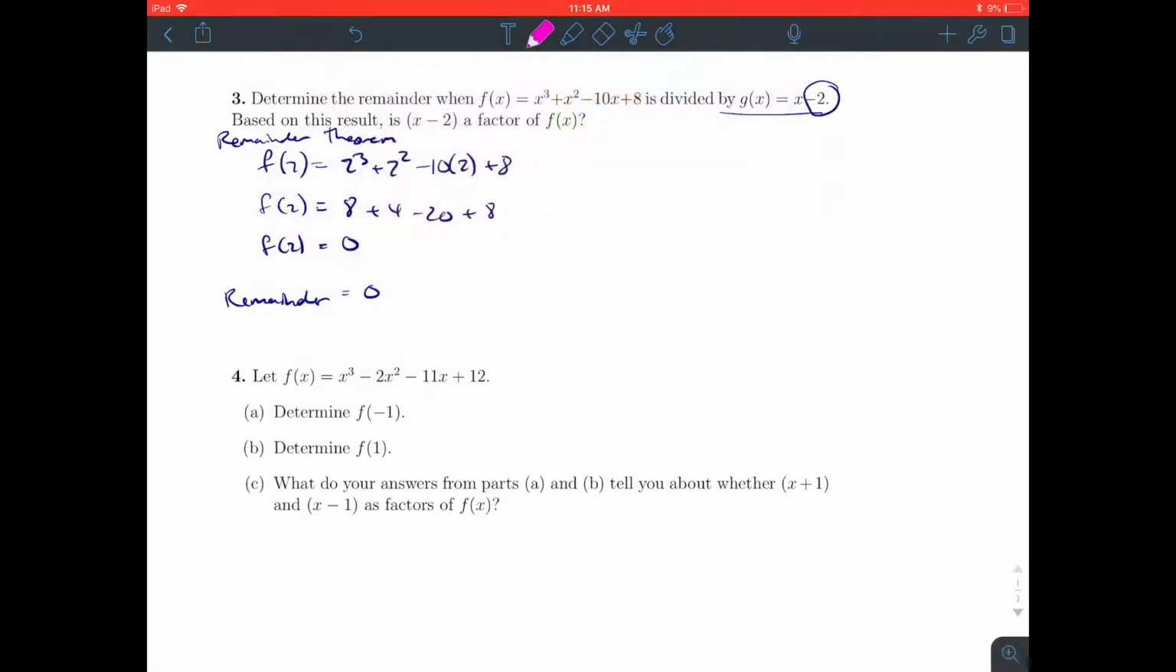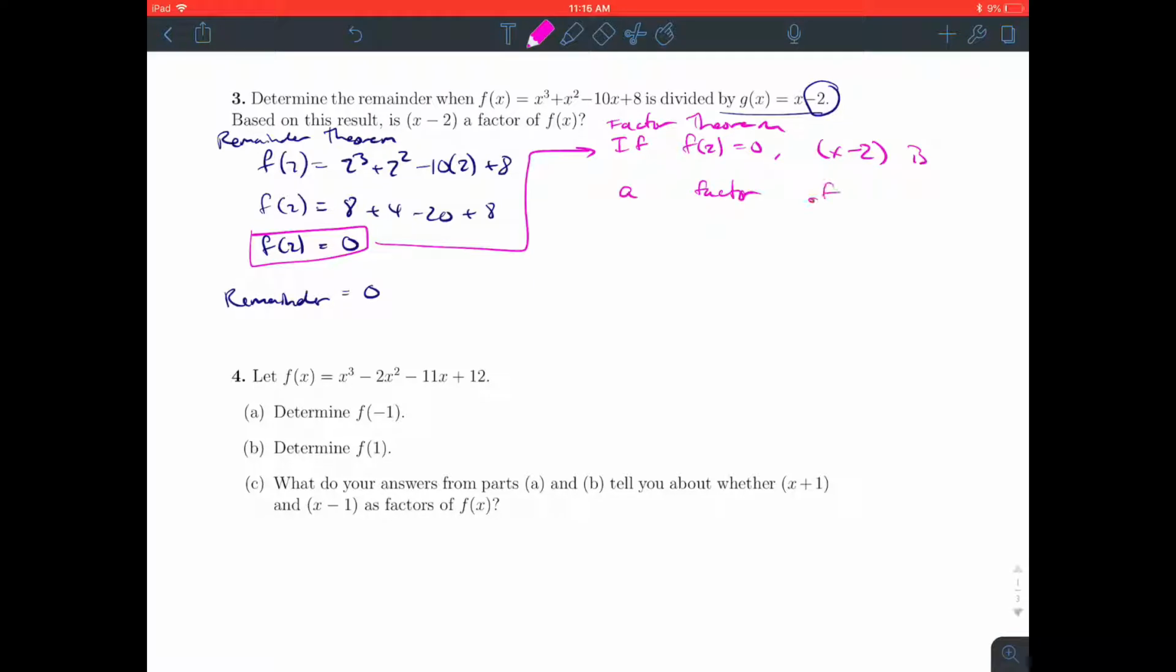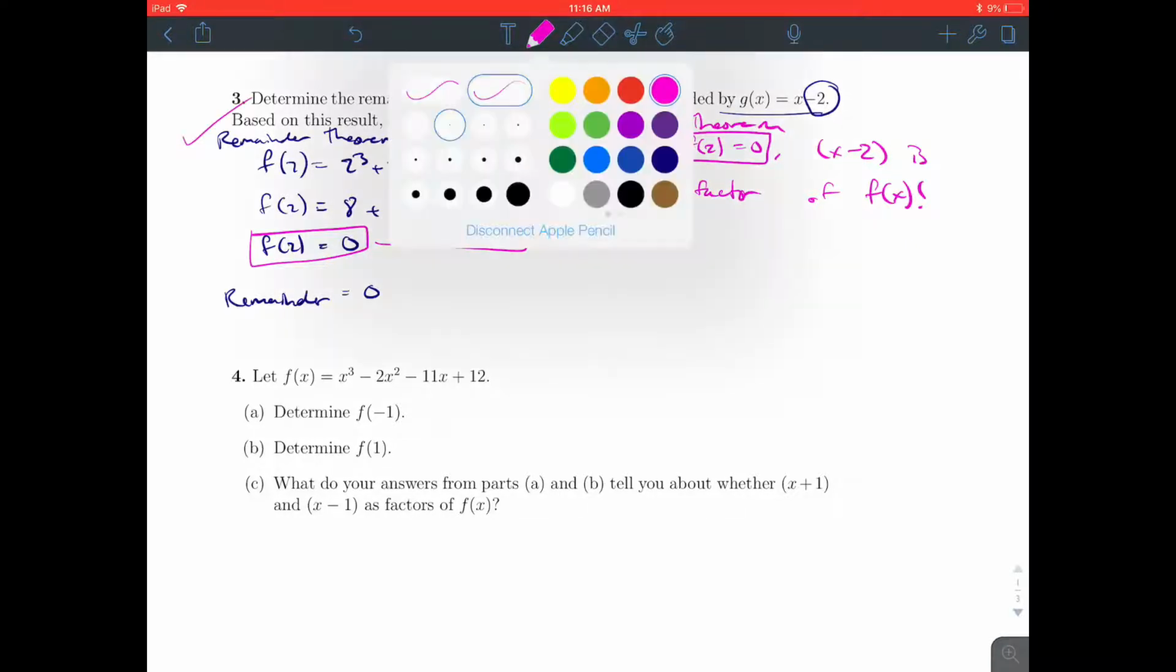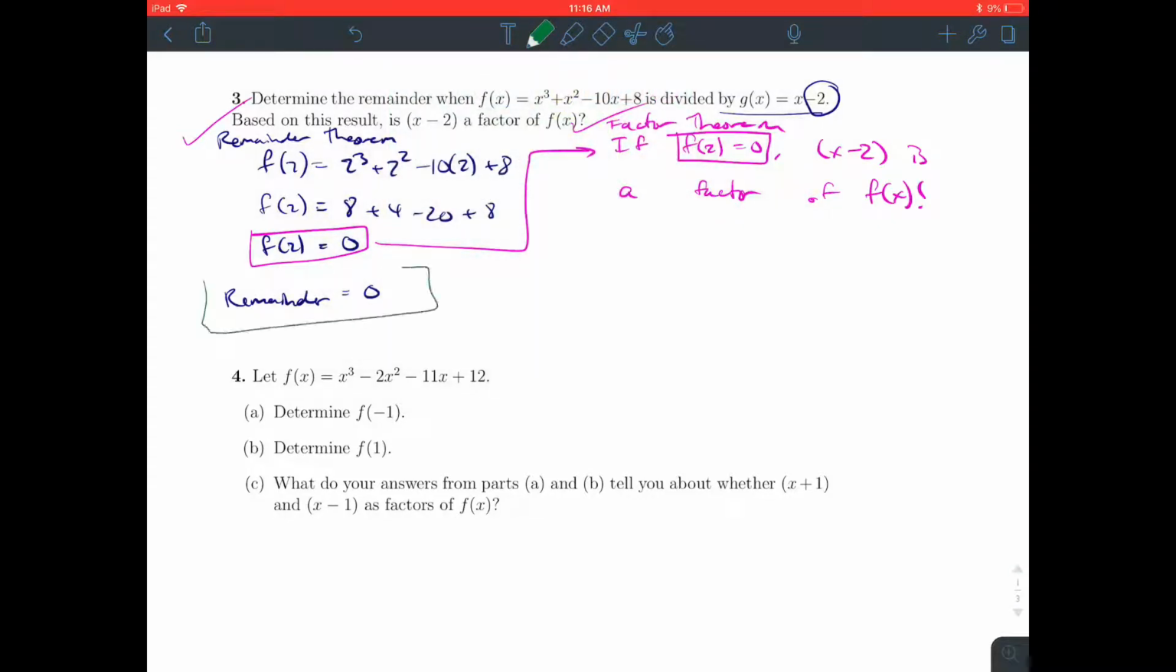But this actually tells us a second fact. If f of 2 equals 0, then according to the factor theorem, x minus 2 is a factor of f of x. So by using this simple value, f of 2, using the remainder theorem and factor theorem, we are able to answer two more complicated questions: the remainder to a division problem, and also whether x minus 2 is a factor of f of x.